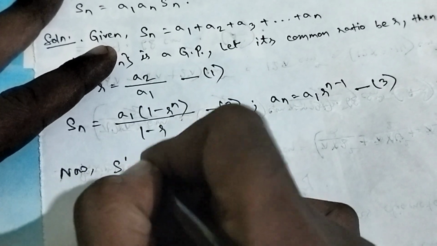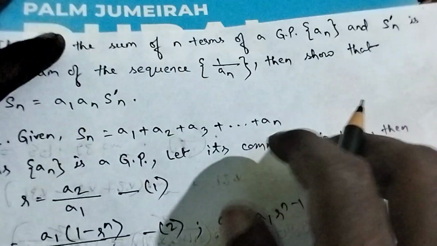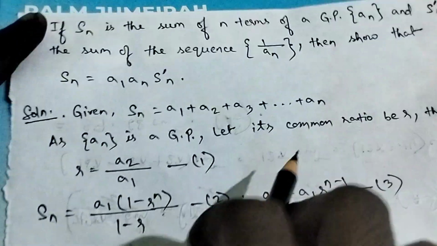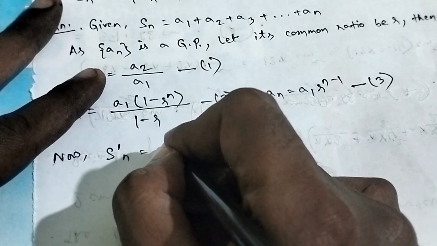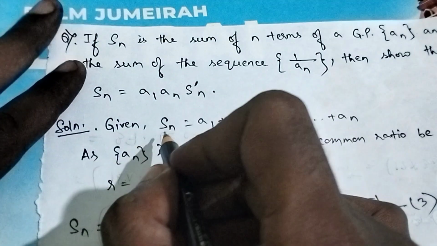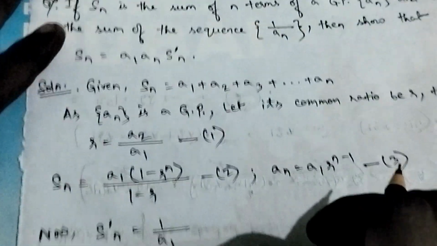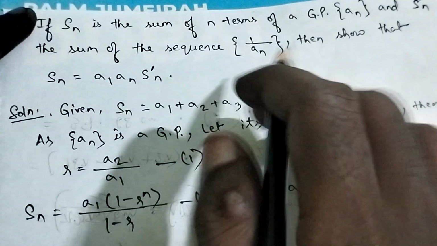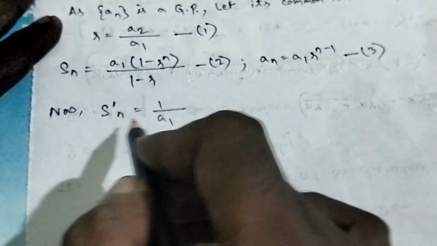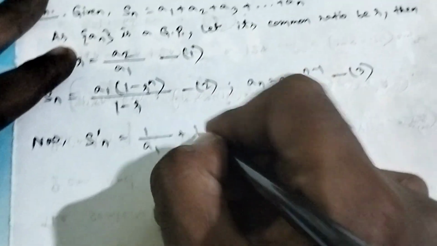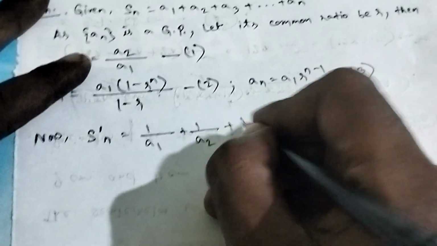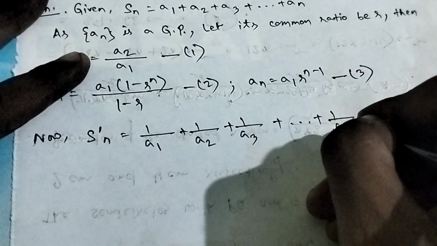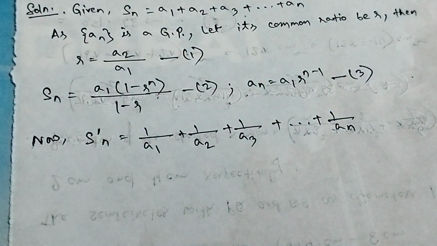Now, what is S dash n? S dash n is the sum of the sequence 1 by An. Sn is A1 plus A2 plus A3 in this way up to An, but S dash n is the sum of the sequence 1 by An. That means S dash n is 1 by A1 plus 1 by A2 plus 1 by A3 plus dot dot dot in this way up to 1 by An.